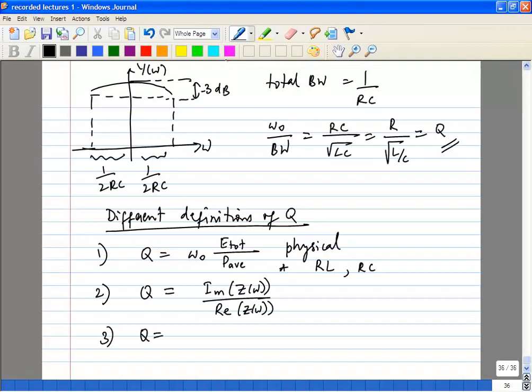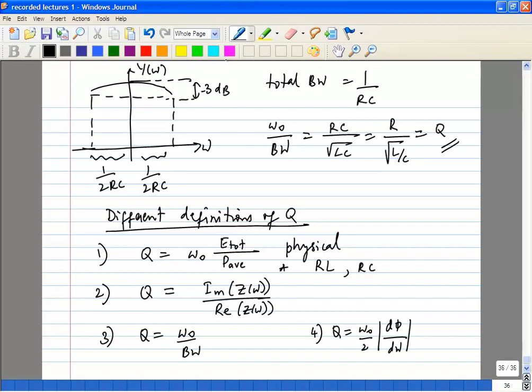And then you have Q equals omega naught over bandwidth. And then you have a fourth definition, which is omega naught by 2 times d phi over d omega, where phi of omega is the phase of the open loop transfer function. We sometimes use this to define the Q of some circuits like oscillators. But if you look at simple RLC circuits, these expressions are actually identical. You can derive each one from the physical definition.